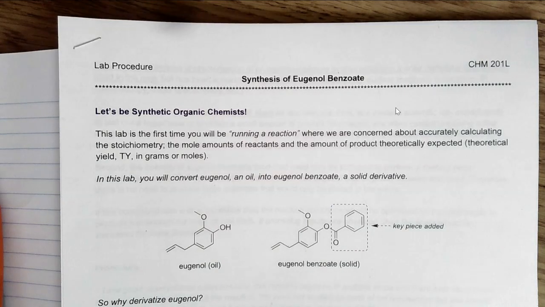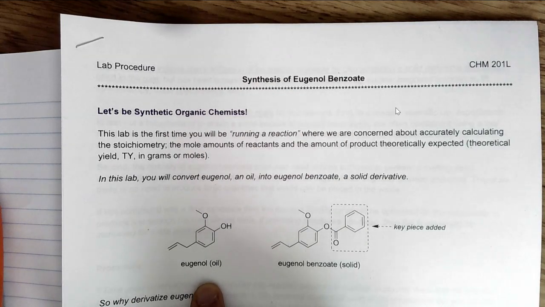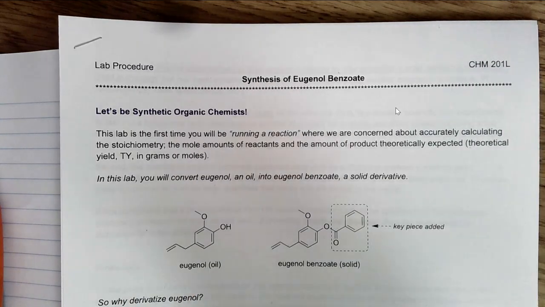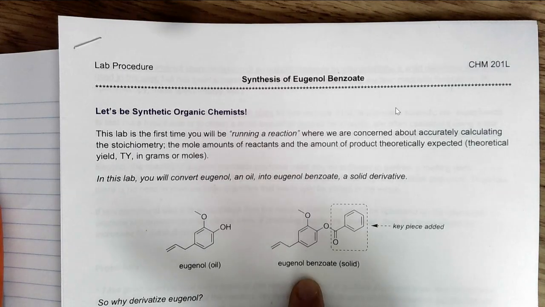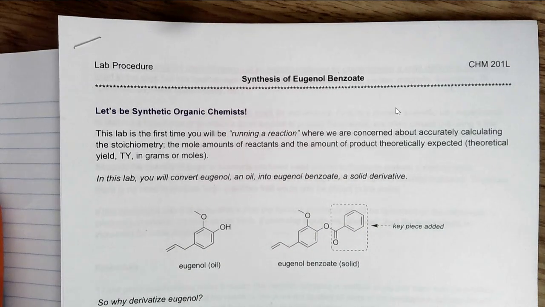Great. Hello, everyone. Your lab coming up is a synthesis lab. You'll be running a reaction with eugenol oil that you had collected using steam distillation, and you will be making eugenol benzoate. The synthesis experiment requires additional sections for your pre-lab notebook entry.